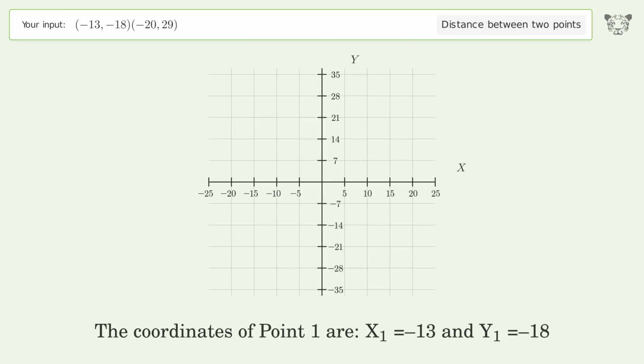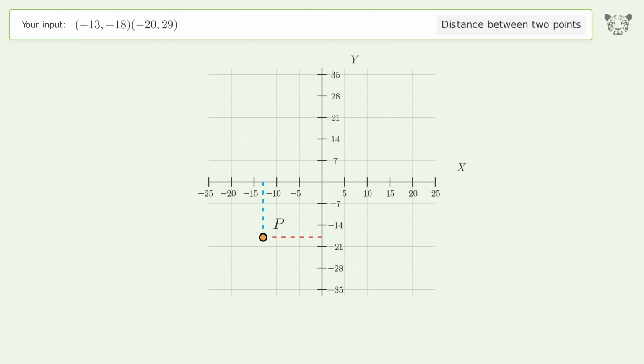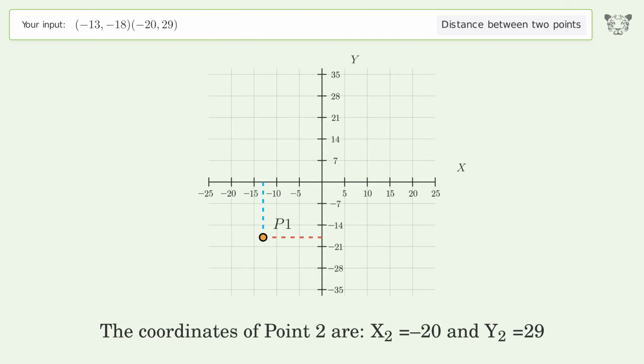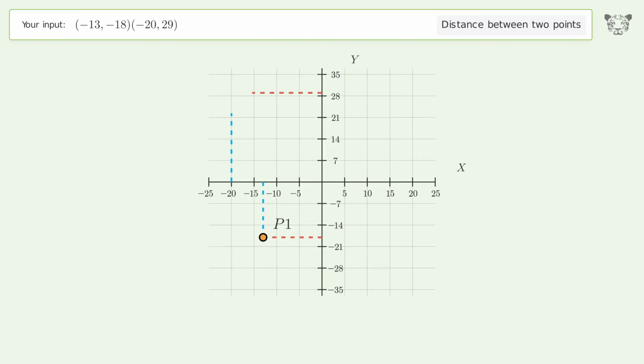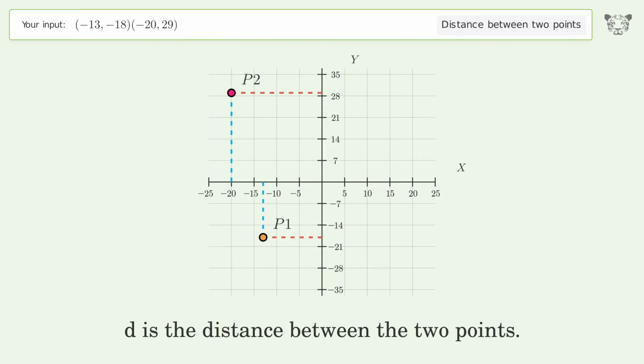The coordinates of point 1 are x1 equals -13 and y1 equals -18. The coordinates of point 2 are x2 equals -20 and y2 equals 29. D is the distance between the 2 points.